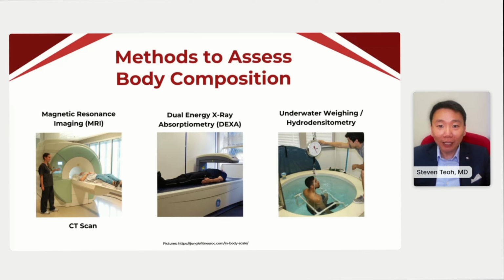So there are two methods to assess body density. We are now moving towards body density. The first method is shown in the third picture on the right side. It is called underwater weighing or hydrodensitometry, which uses the Archimedes principle of water displacement. You can see here in the picture, it needs special equipment, preparation, and also space.